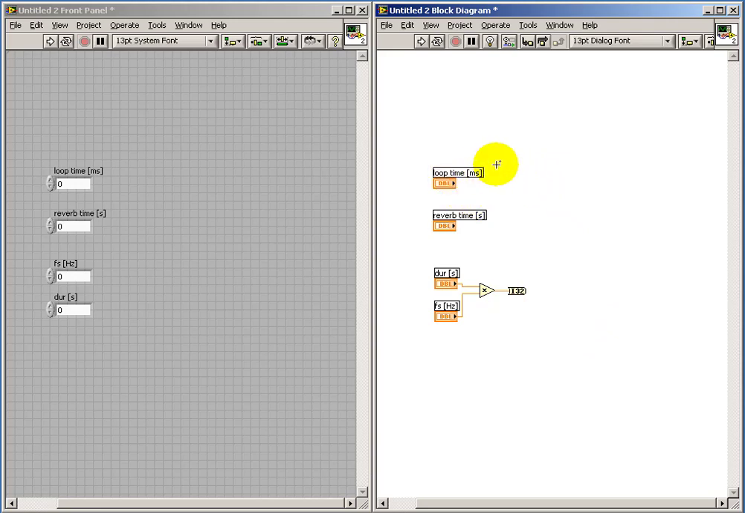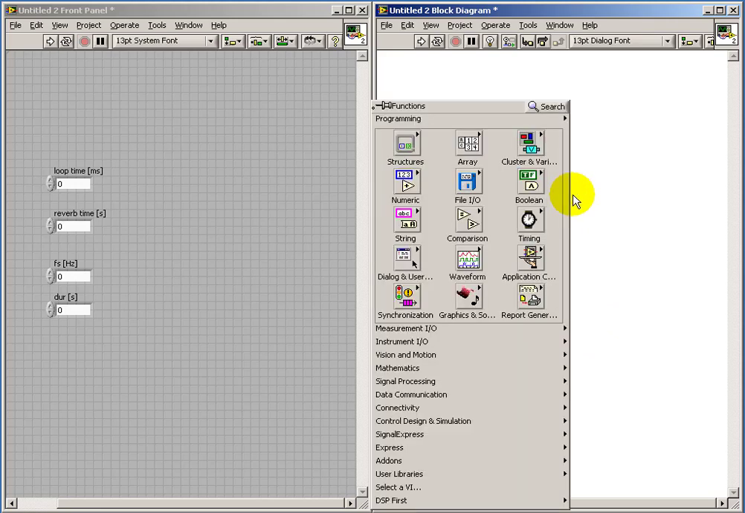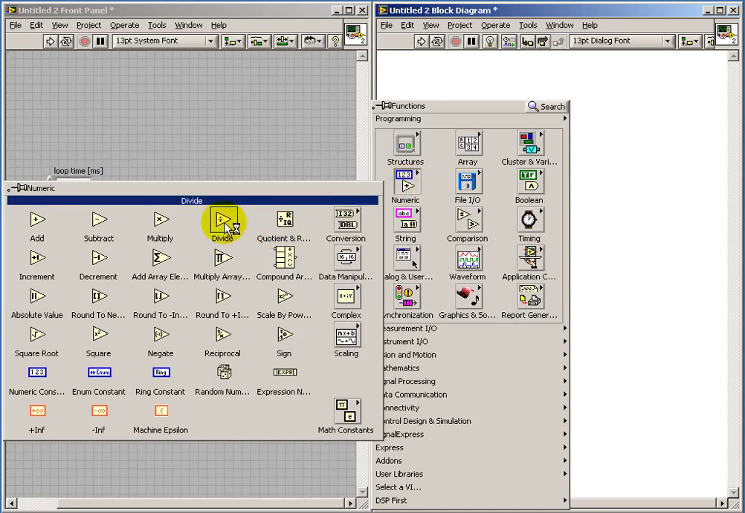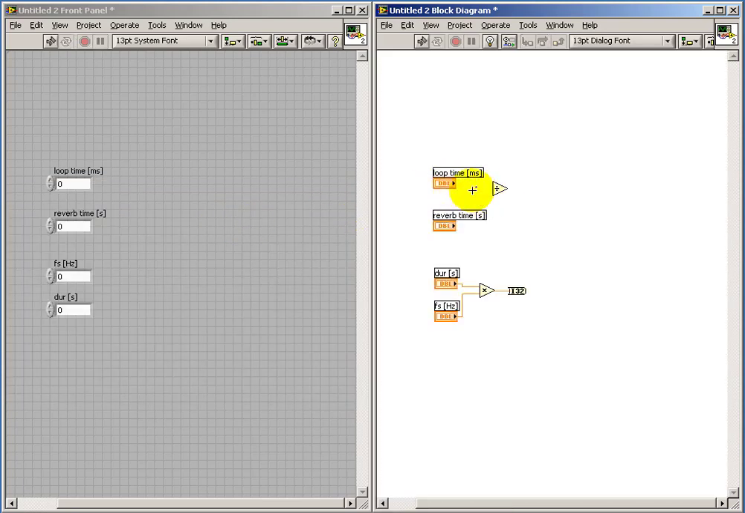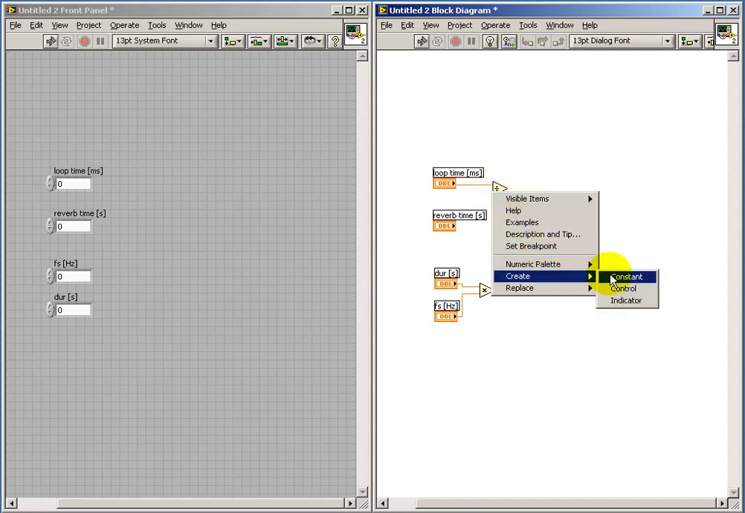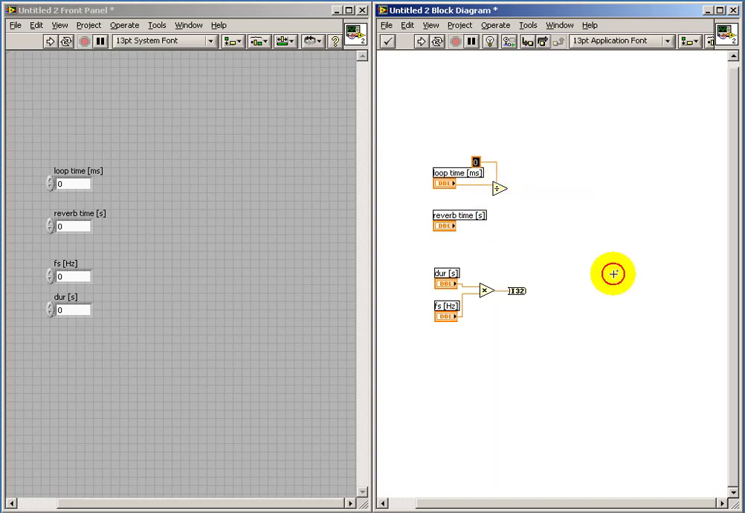All right, we have loop time specified as milliseconds, but for internal use within the block diagram, we need that loop time to be in seconds. So when I type in a number like 300, I need to divide that by 1,000 in order to get 0.3 seconds.